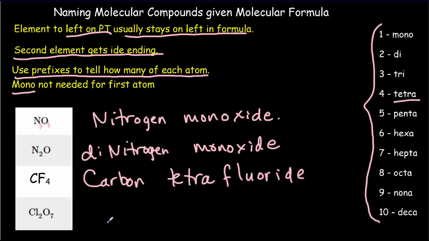And finally here we've got 2 chlorines, dichlorine. Prefix for a 7 is going to be hepta. So we've got dichlorine heptaoxide.